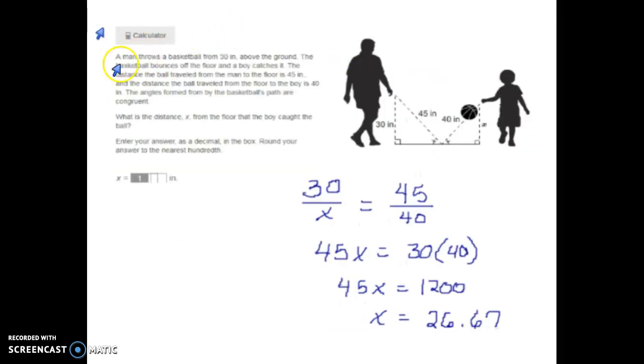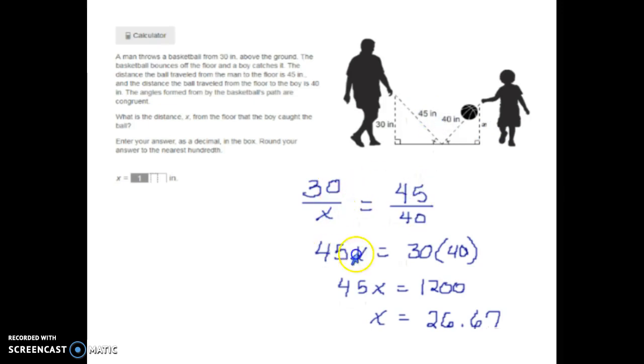Now this one, they tell you you've got a man throwing a basketball, and they've set up a picture for you. So we do have similar triangles. They've marked them as congruent and right angles. So we're basically looking for this side of the triangle. So we can say 30 is to x as 45 is to 40.